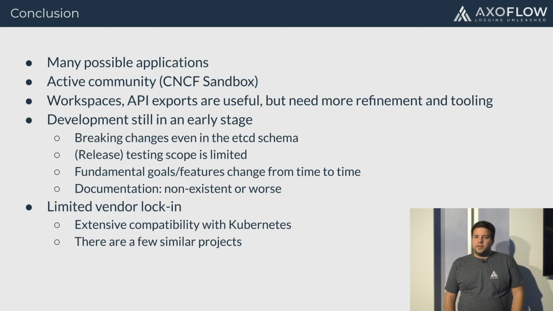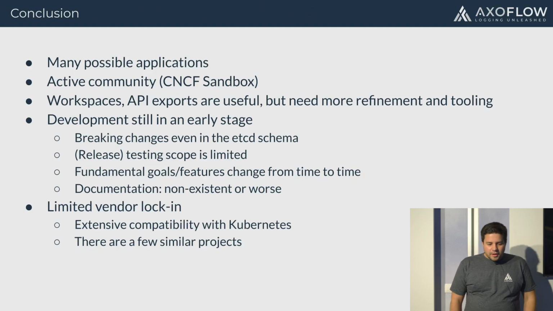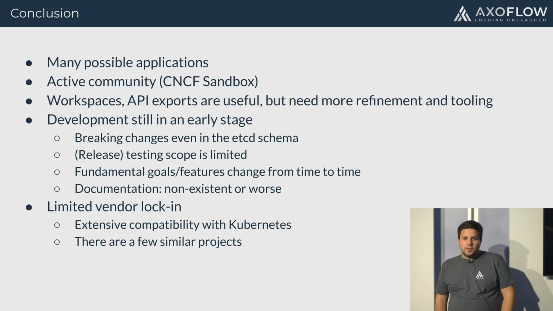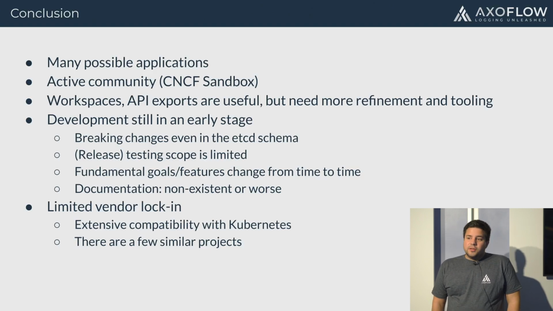They do breaking changes even in the etcd schema, so the update instructions for the version before the current one were: please drop your etcd and install it. I think their release testing scope is limited. So we have found regressions there, but they quickly fixed the memory leak issue. As I mentioned, the fundamental goals change from time to time.